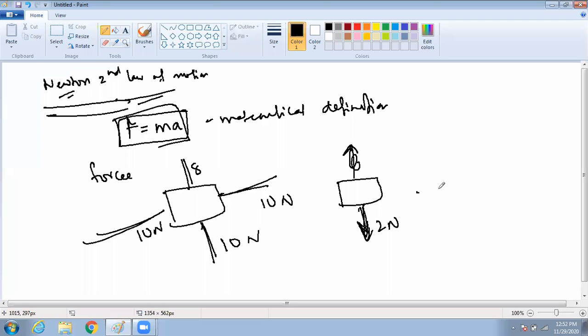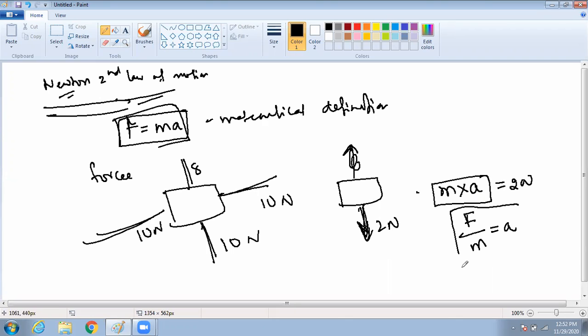So this force of 2 Newton will be the mass into the acceleration of the body. So if you want to find out the acceleration of the body, then what do you do? You divide the force by the mass. That is what the definition is saying, a complicated definition.